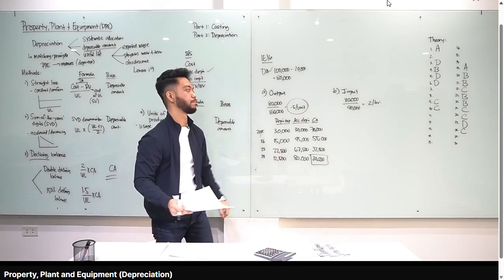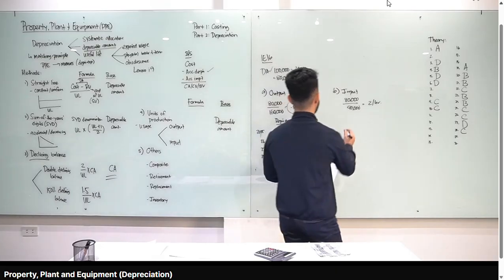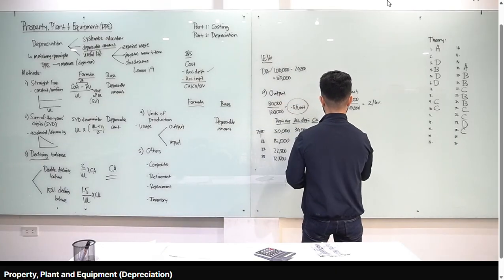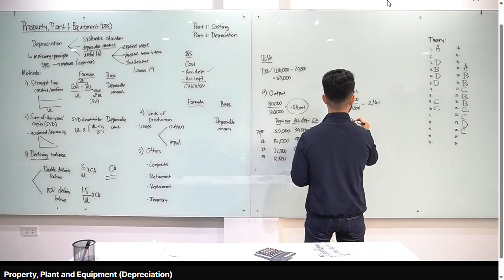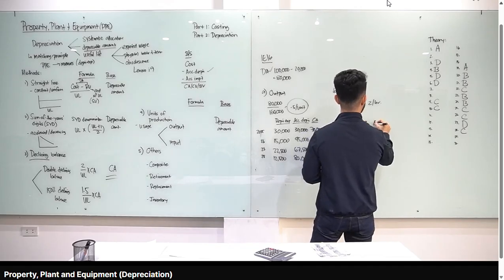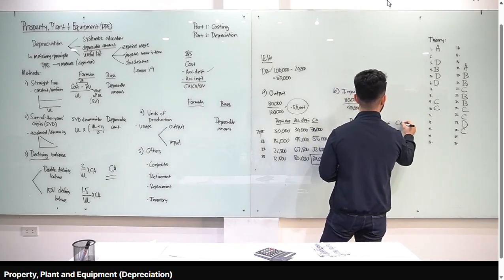So wala tayong problema dyan. Let's go to the input method. Ganun din yung class. Depreciation expense, mabilis lang, 25, 26, 27, and 28. Depreciation expense natin, accumulated depreciation, and carrying amount. Okay, so 2 per hour.